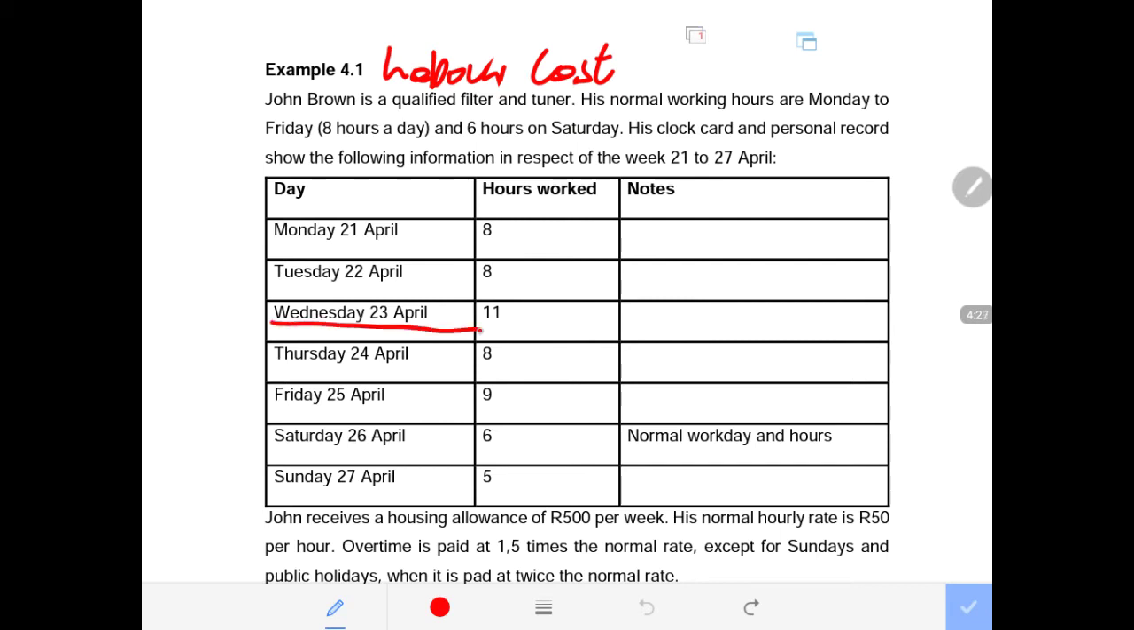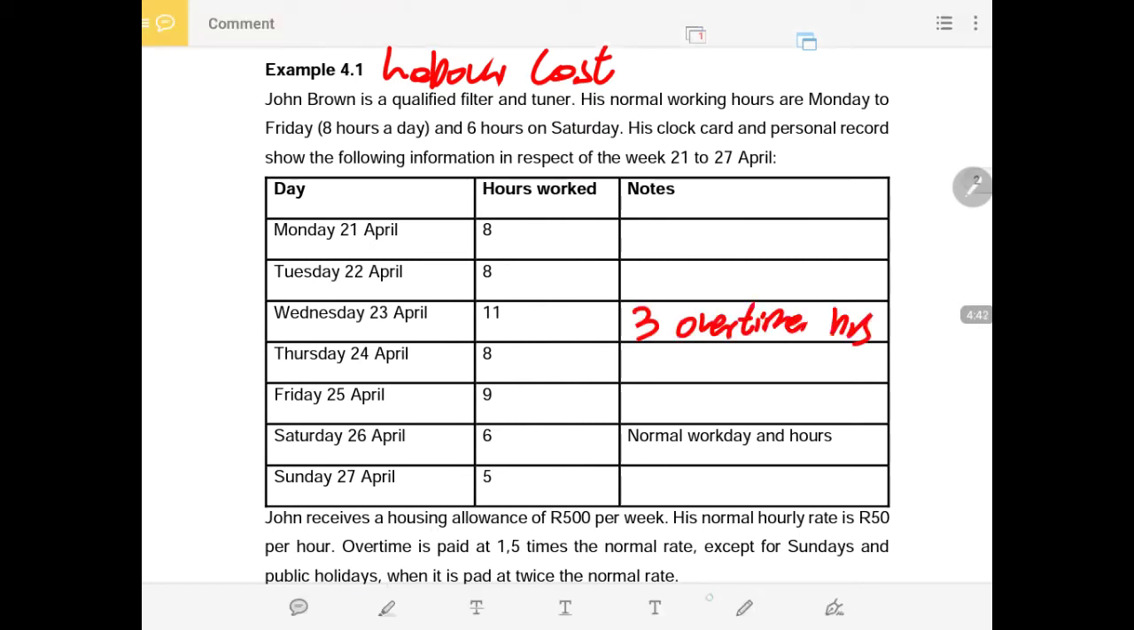Then on Wednesday, the employee worked 11 hours. Then we can say 9, 10, 11. So that means there were 3 overtime hours on Wednesday. On Thursday, he worked the normal 8 hours. And on Friday, he worked 9 hours. We can say that there is 1 overtime hour.